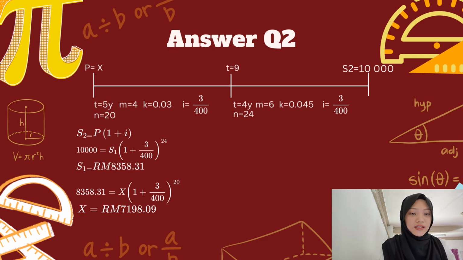After we have calculated the first future value, we will get RM 8,358.31 for the first future value. And then after that, we can proceed to find the original principal by also using the same formula. And after we calculate it, we can get the original principal X value of RM 7,198.90.